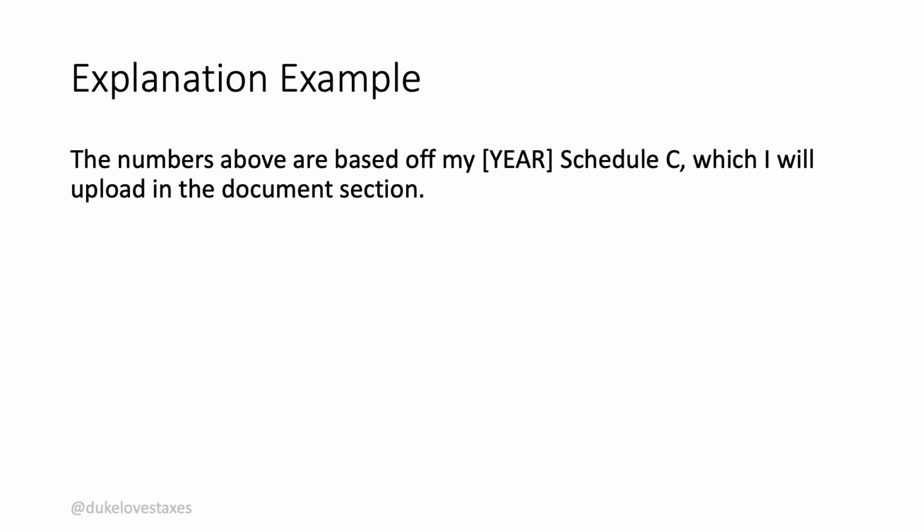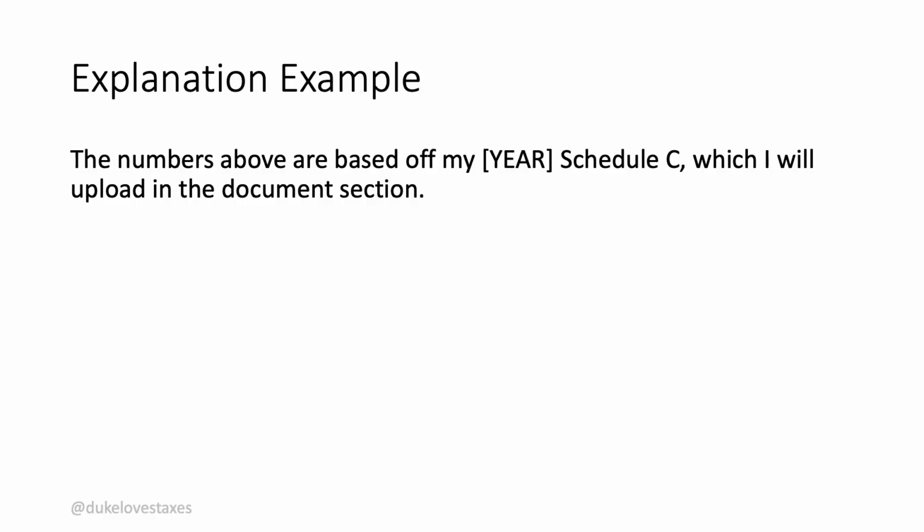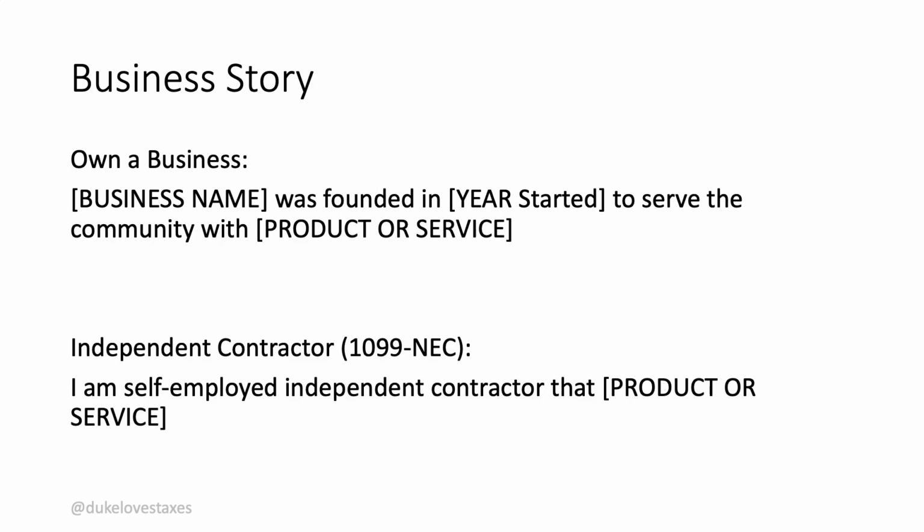Next, you're gonna wanna have an explanation ready. I'm walking you through this, guys, so when you actually apply, you're going to be ready. It's also gonna ask for an explanation. So here we have: the numbers above are based off my blank year Schedule C tax return, which I will upload in the document section. So make sure you have this explanation ready for when you're applying for the PPP. I'm going to put it in the description. It's also going to ask for a business story, and we'll go over that.